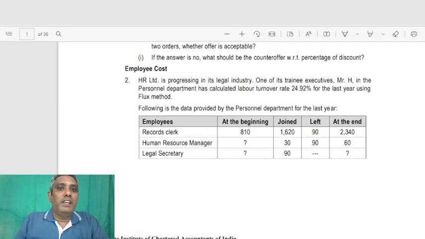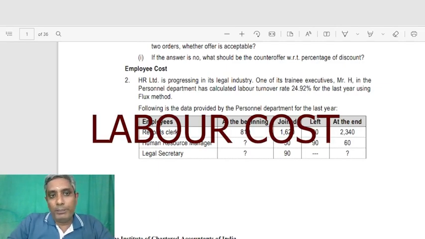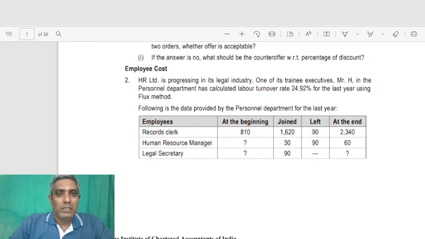My dear CA Intermediate students, in this lecture let us see the next question in RTP, which is related to employee cost or labor costing. Straight away, we are going to the question. HR Limited is progressing in its legal industry.